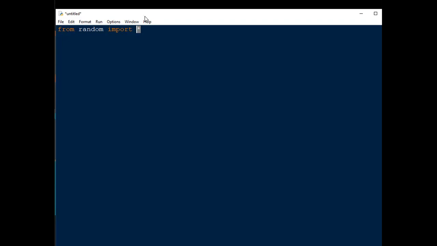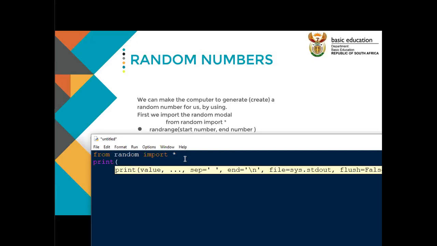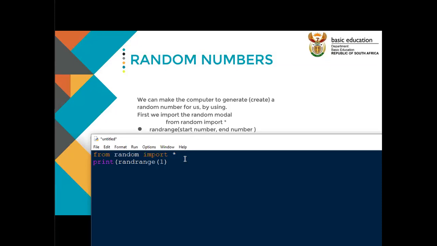Next, if you look at the structure for random, it's random range, and we give it a start number and end number. What does this mean? If I show you that as an output, I can go print random range, start number and end number. So I can go 1 and 10. I'm telling the computer, you'll start at the number 1 and you'll go up till 10. So this would give me the numbers 1, 2, 3, 4, 5, 6, 7, 8, 9. It will not include the 10th number. The first number is included, but the second number is not. We're going to create a number from 1 to 10, not including the number 10.